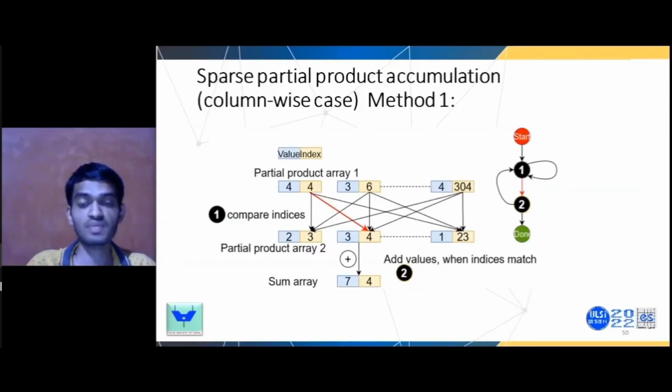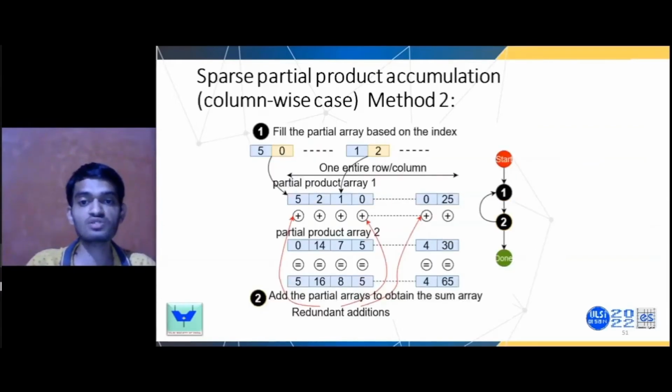In this case, the partial product array, which has value as well as the index, is added with the partial products that are present in array 2 only if the indices match. If the indices don't match, they don't add, and this involves comparing every partial product with every other partial product. Hence, it involves a lot of comparators, and also it limits the performance.